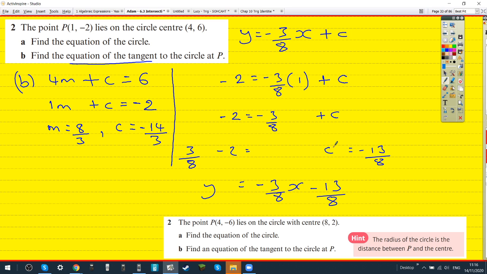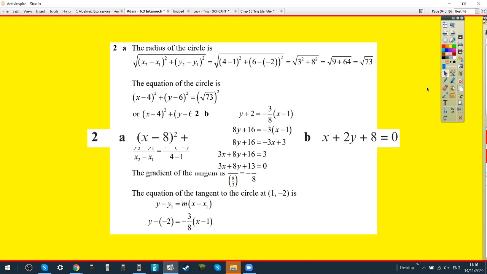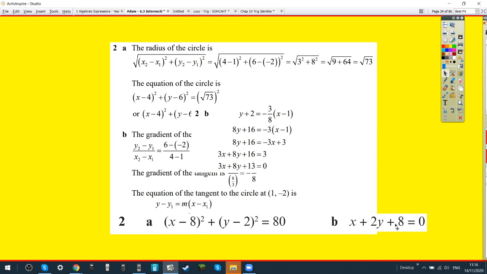What if they wanted it as ax plus by plus c equals 0? You minus y on both sides, then you multiply everything by 8. You'll get 3x plus 8y plus 13 equals 0. I'm just moving everything to the other side. They didn't say exactly how they wanted it.